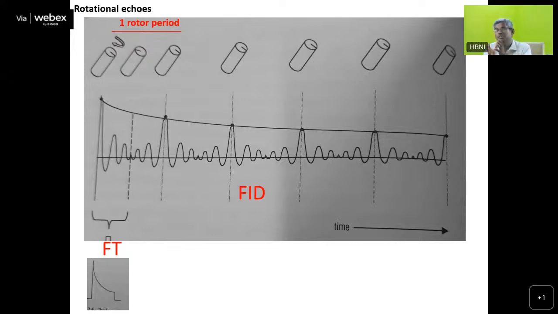Actually, this is the simplest way of explaining the origin of sidebands. Of course, quantum mechanically also people explain, which I am not going to discuss here. If you are interested, such books are there. But this is the simplest explanation given for the origin or the generation of sidebands.